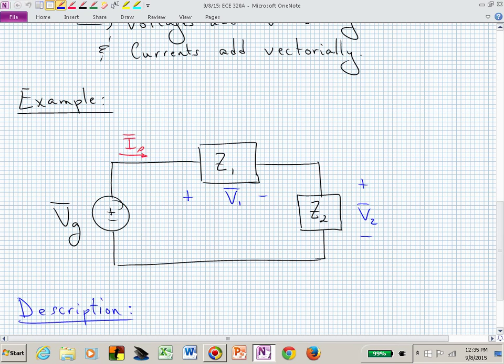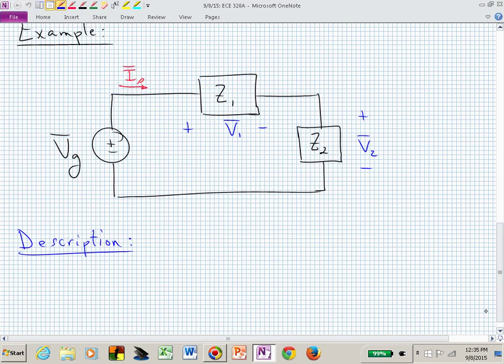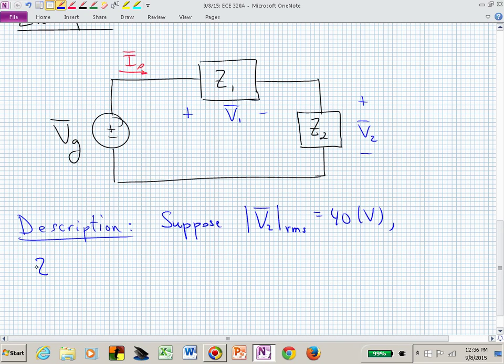For example, suppose that somebody gives you the following description, and I was talking about word problems last time. I'm going to make this into a word problem, but then you'll have to extract out the information. Suppose in this particular example, where we have a series connection of two loads, suppose that we know the magnitude of the second voltage drop, and let's assume that that's in RMS units, and suppose that that's 40 volts. Maybe somebody also tells us that Z2, the second load, is absorbing 80 watts.